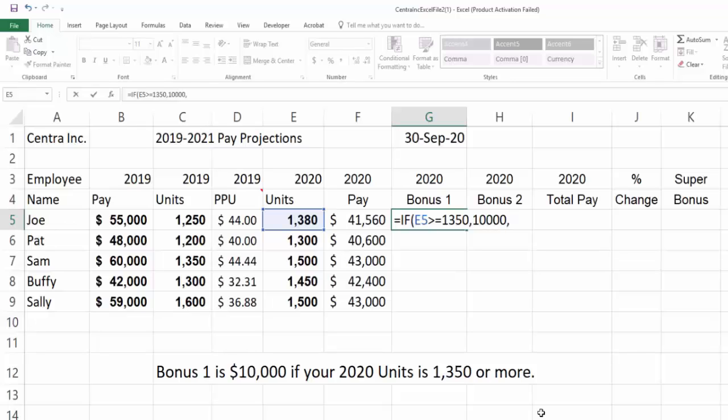Else, here's the cool part. If the number is not greater than or equal to 1350, guess what? It's the opposite. It's not. It's false. Then what do we put? If you don't get 10,000, you get what? A lot of people would say 0. But I'm not going to do that, okay?